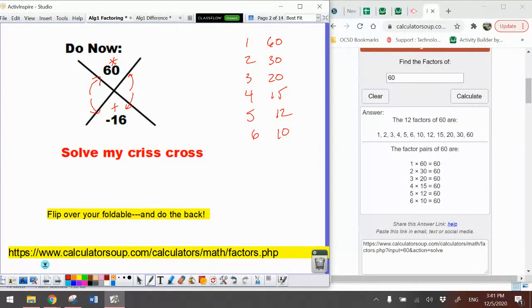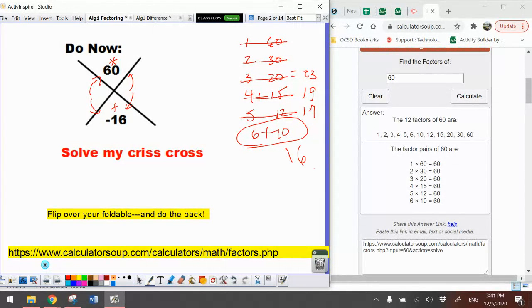How am I going to get a total of 16? Well, if I add 1 and 60, that doesn't work. 2 and 30, that doesn't work. 3 and 20, that's 23. That doesn't work. 4 plus 15, that's 19. That doesn't work. 5 plus 12, that's 17. That's closer. I see there's a 6 and this 10. I know if I add those, that's going to give me 16.